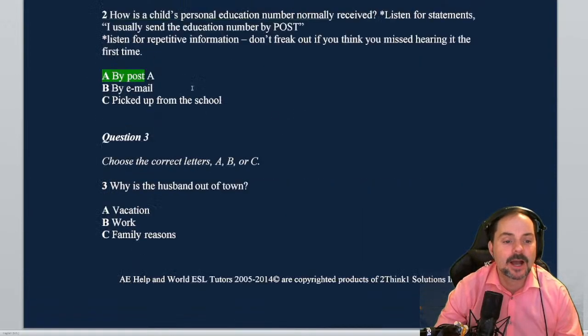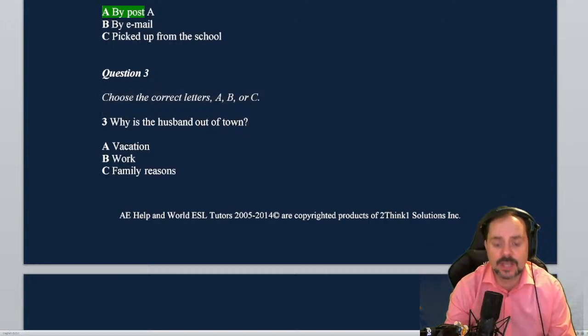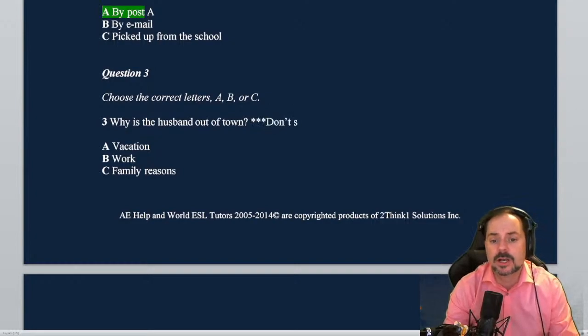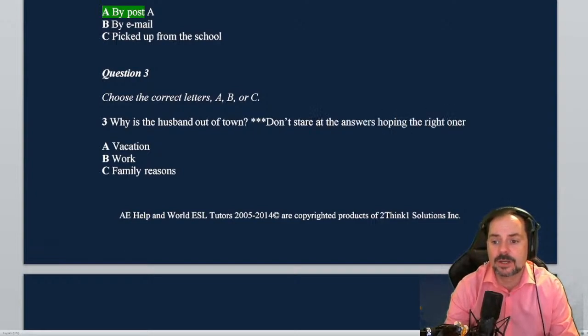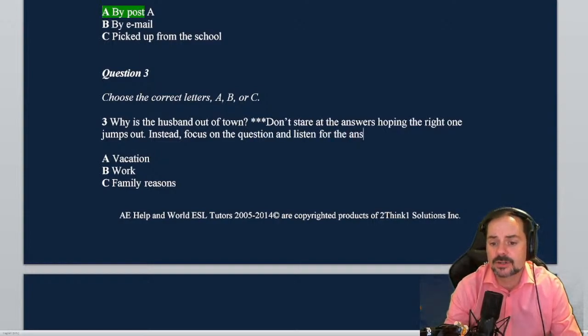All right, so the next question, question 3, choose the correct letter. We're still on multiple choice. You're always listening for the answer, okay? Don't just stare at the answers, hoping the right one jumps out. Instead, focus on the question and listen for the answer.